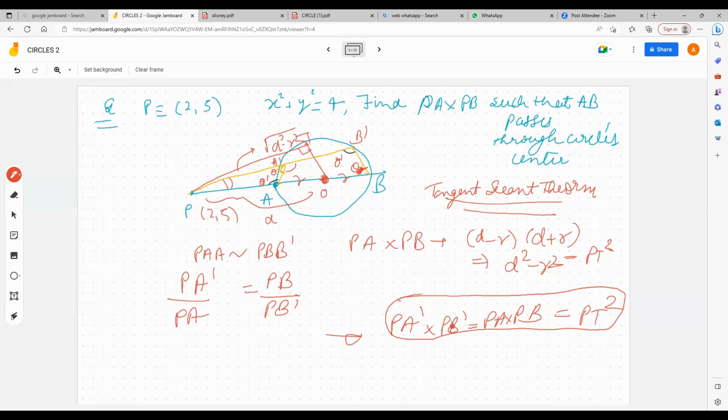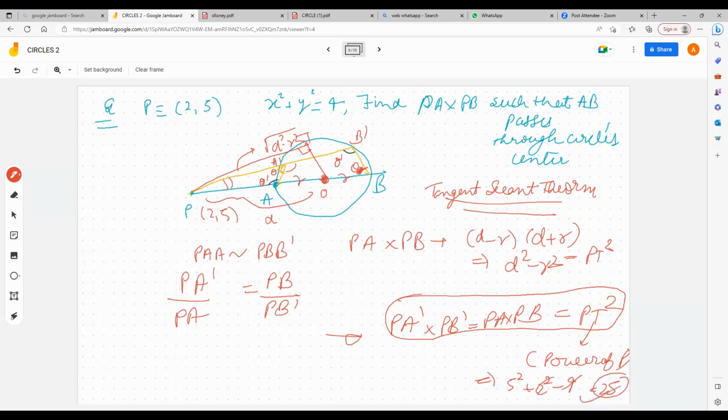So for this problem, we need to find PA into PB. We can directly say it as PT square, and what is PT square? It is just the power of point, power of P. This we have just studied. So what can we write? PT square we can directly write as 5 square plus 2 square minus 4. That is equal to 25.